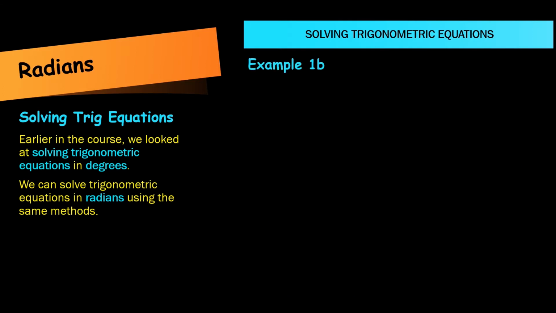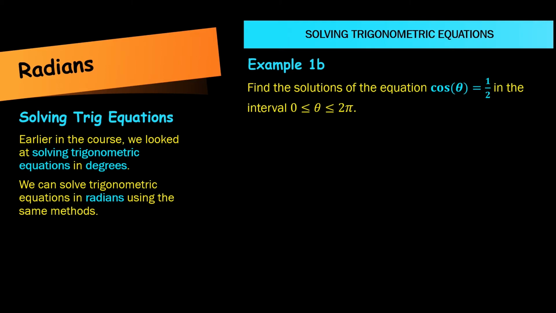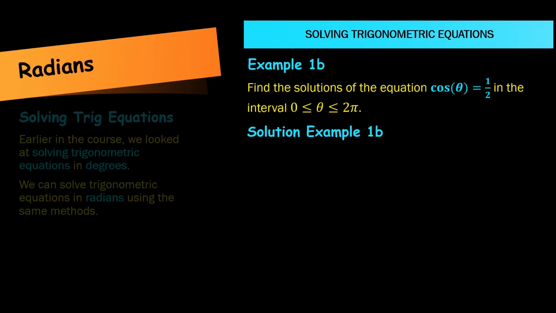Now let's take a look at another example. Pause the video and have a go. Press play when you're ready to view the solutions. So let's solve this. We are required to find the solutions of the equation cos theta equals a half in the interval 0 less than or equal to theta less than or equal to 2 pi.